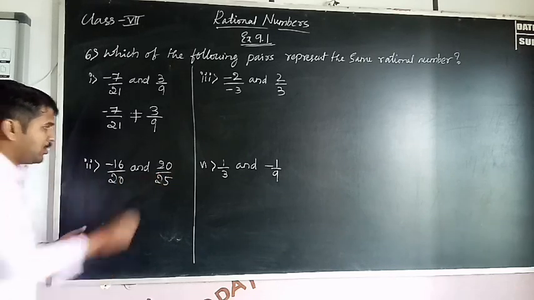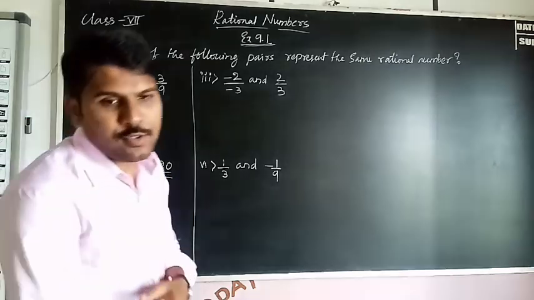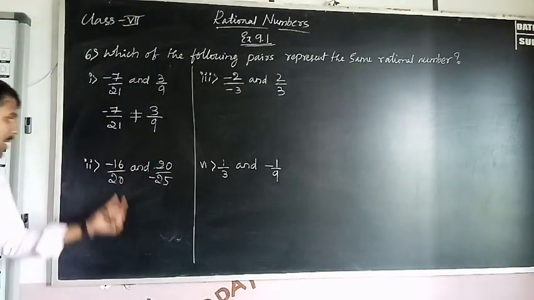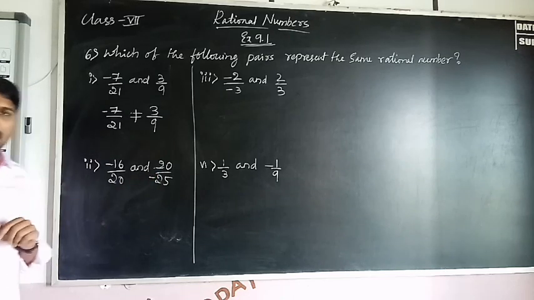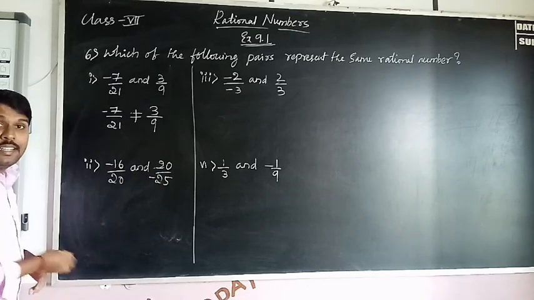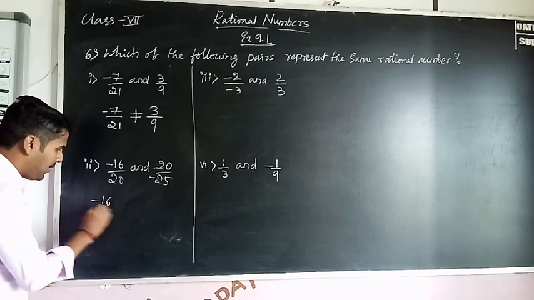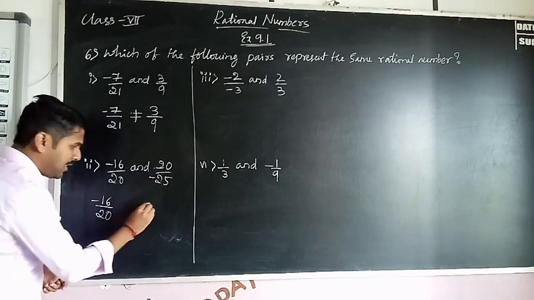So this one also has a minus, doesn't it? So minus is here. So minus 16 by 20, minus 20 by 25. Now convert this to standard form. So minus 16 by 20, and write this as minus 20 by 25.